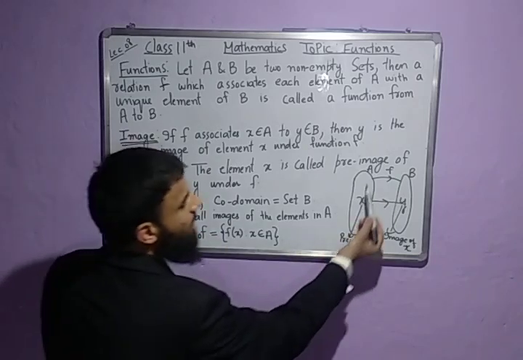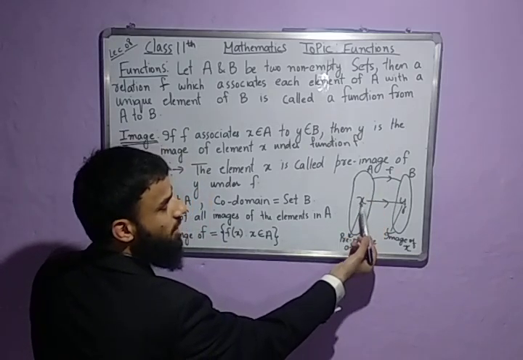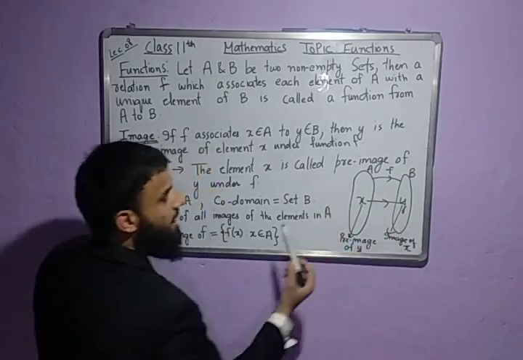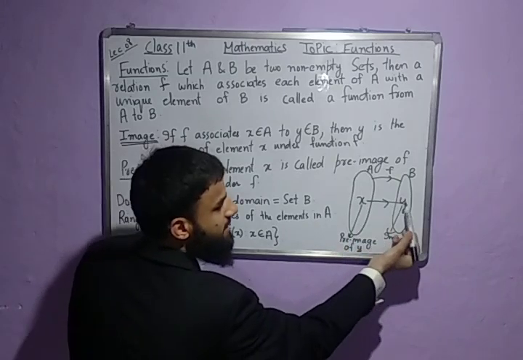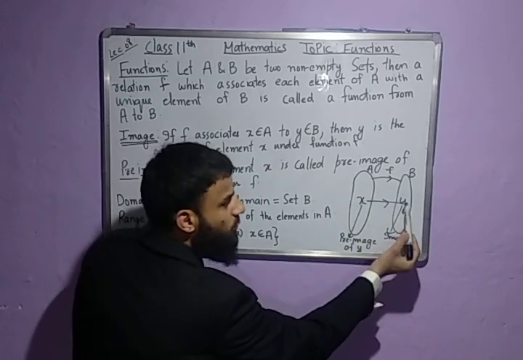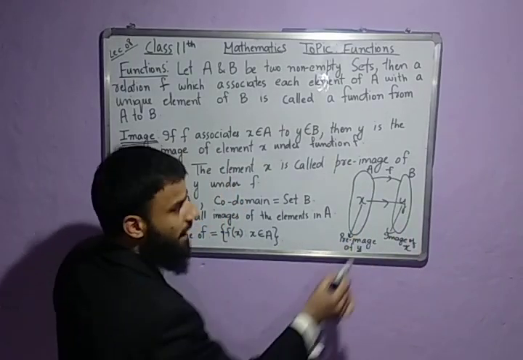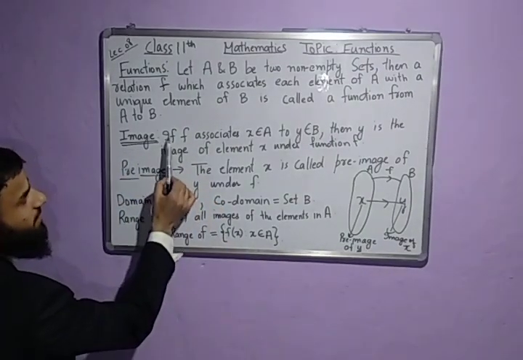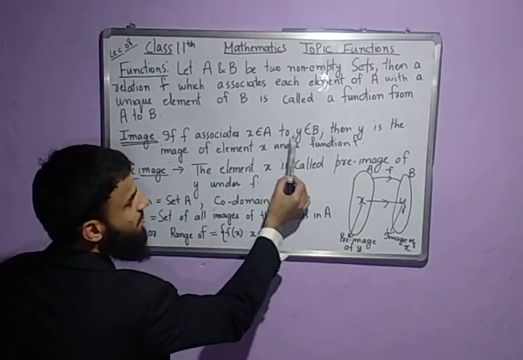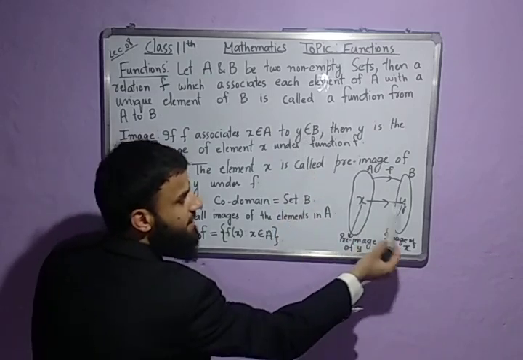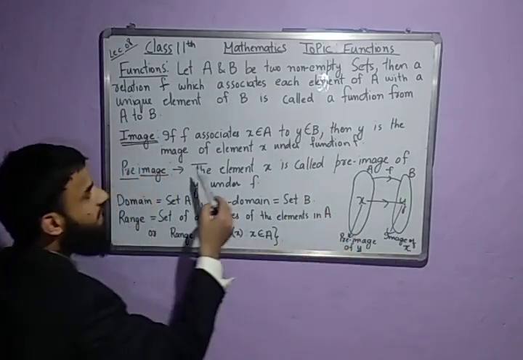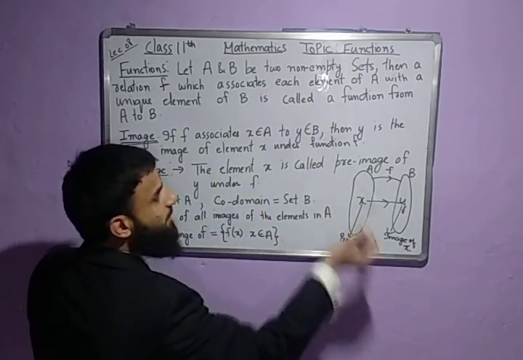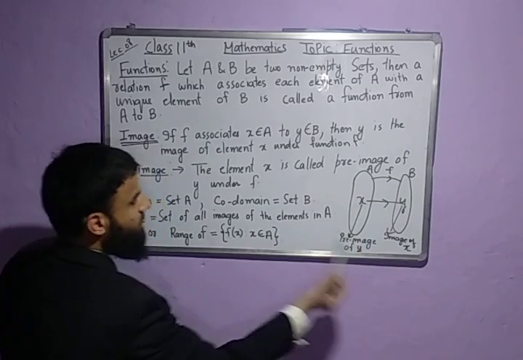Let's suppose we have a set A. So in the set A we have X as our element, and in the set B we have Y as our element. Let's suppose X is related to Y. Then I can say this Y is the image of X under the function F, and then this X is called the pre-image of the Y. You can see here the definition. If F associates X belonging to A to Y belonging to B, it means when X is related to Y, then Y is called the image of the element X under the function F. And similarly, the element X is called the pre-image of the Y.